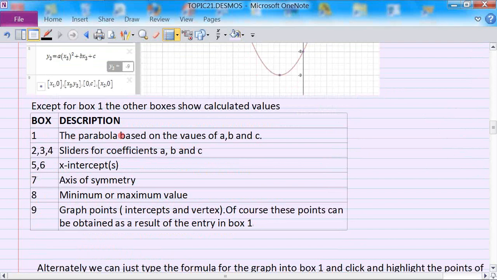Okay, so now let's just go over there. Box 1 gives me the parabola based on the values of A, B, and C, and these are the sliders for A, B, and C. So you're not going to see these graphs until you put the sliders in the graph. Boxes 1, 2, 3, and 4 go together. 5 and 6 are the calculation for the x-intercept. 7 is the calculation for the axis of symmetry. 8 is, in this case, the minimum value. And 9 is the graph points.